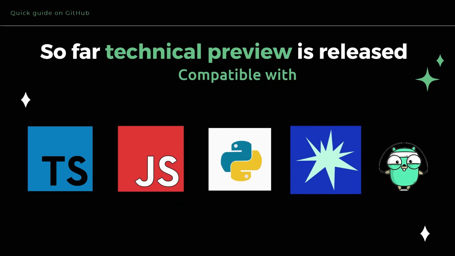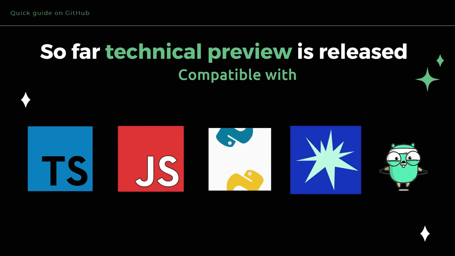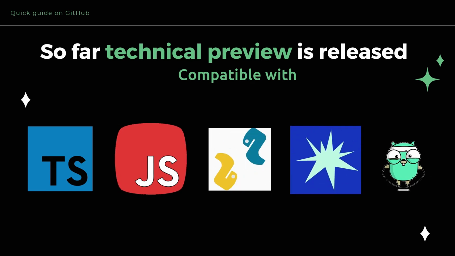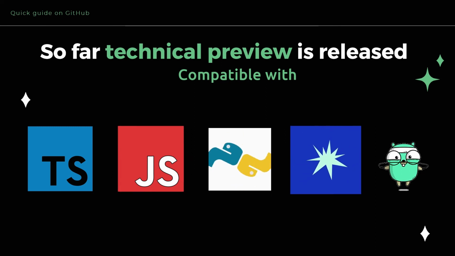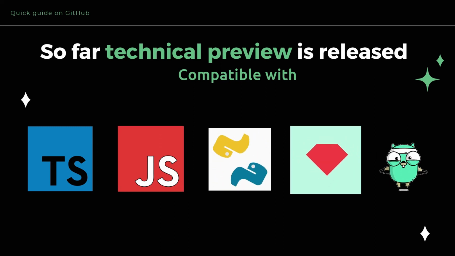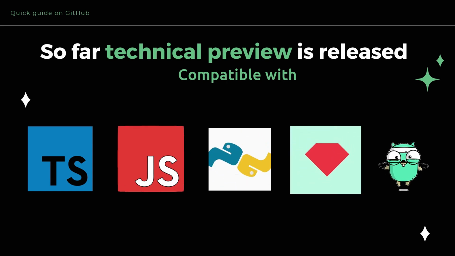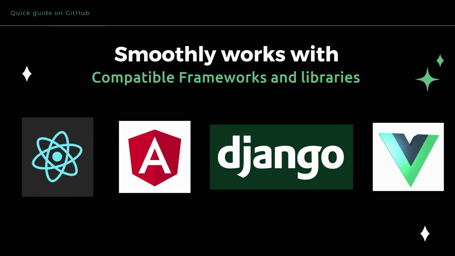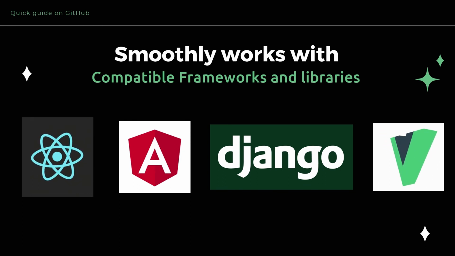So far, the technical preview which was released on June 29 was compatible with TypeScript, JavaScript, Python, Ruby and Go. We hope that the final version will be compatible with all the languages, the favorite languages which you are used to. The version which was released fit smoothly with frameworks such as React, Angular, Django and Vue as well.